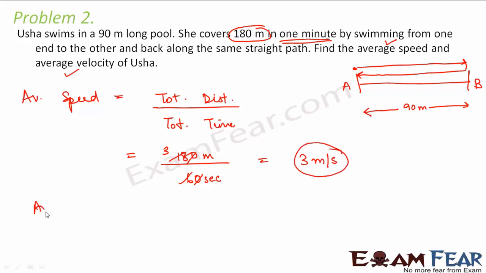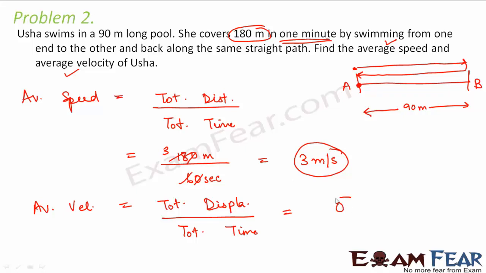Now what would be the average velocity? So when we talk of velocity, it is given by total displacement divided by the total time taken. Now what will be the total displacement in this case? The distance between the initial and the final point. So initial point is point A, and what is the final point? Final point is again A, because she goes from A to B and comes back from B to A. So since the initial and the final point are the same, the average velocity would be 0 meter per second. Right? Okay. Now let us look at the third problem.